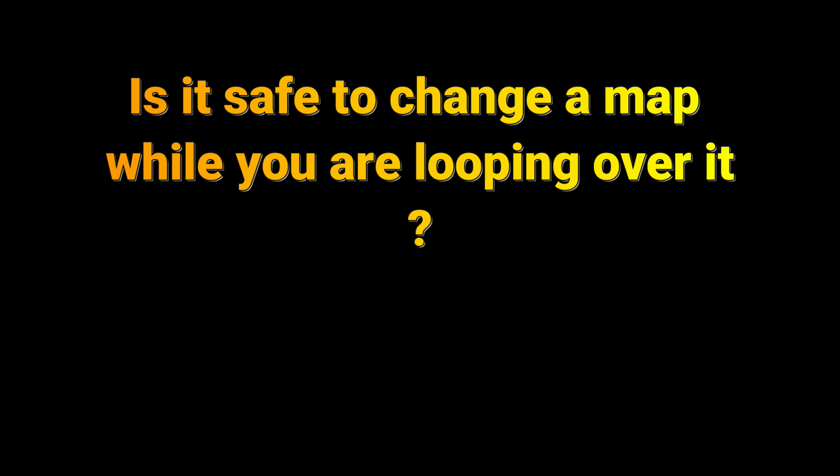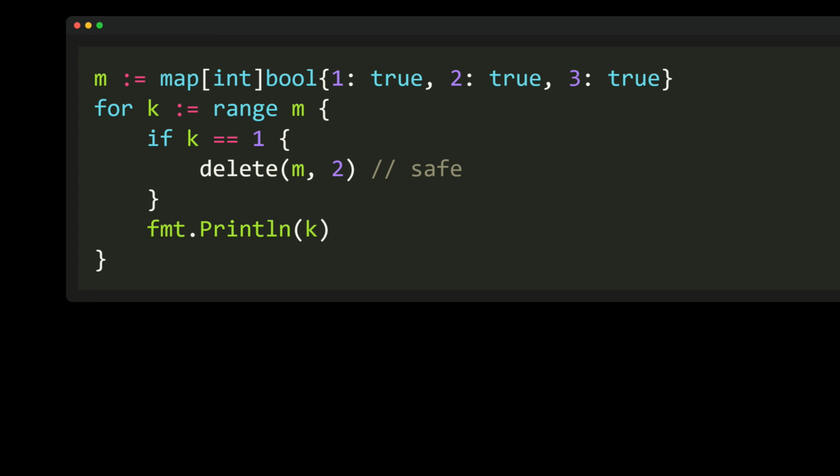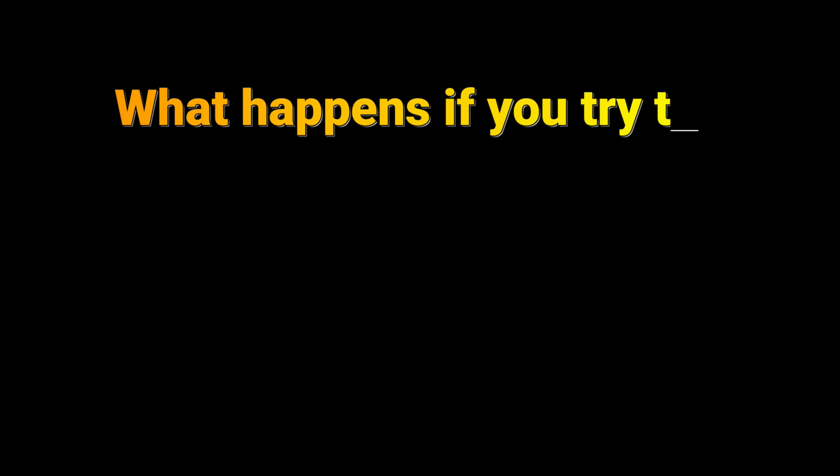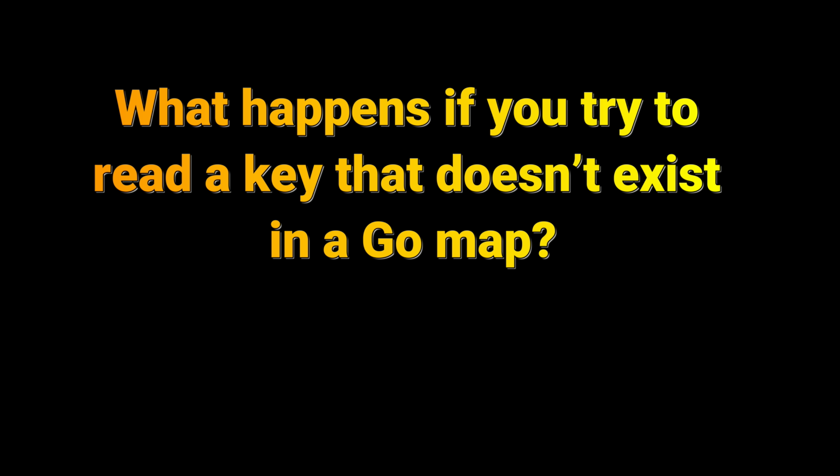Question: is it safe to change a map while you are looping over it? It is safe to delete items from the map while you are looping over it. Any key you delete will not appear later in the same loop. However, if you add new items to the map while looping, there is no guarantee that the loop will visit them or not.